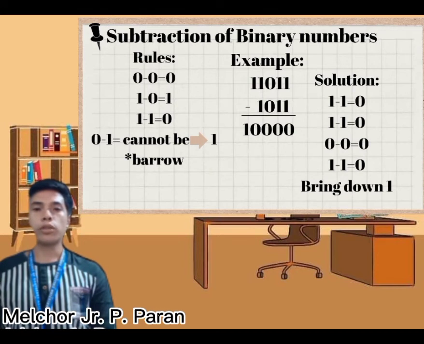The second operation is subtraction of binary numbers. Again, we have the rules. Example, 11011 minus 1011. So 1 minus 1 equals 0. 1 minus 1 is equal to 0. 0 minus 0 is equal to 0. 1 minus 1 is equal to 0, and just bring down the 1, so that's the result.